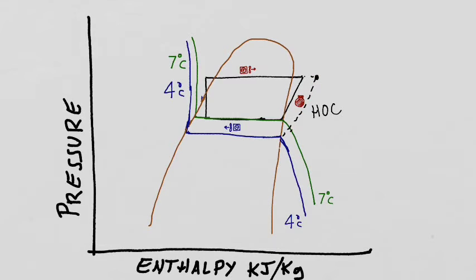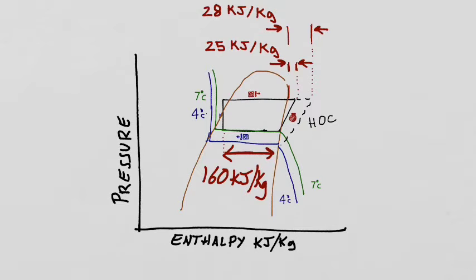Note that all the lines and the spacing here is exaggerated just for demonstration purposes, and they'd all be tighter and a lot neater in practice. We read off our chart that we have 160 kilojoules per kilogram refrigerant effect between this point here and this point here, the process of the refrigerant inside our indoor coil.